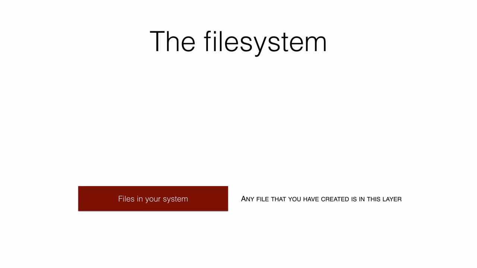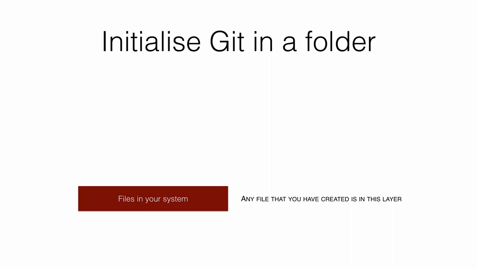Let's look at these layers. The first layer is your file system. The file system is just your computer, so all the files that you've got. Git isn't this layer essentially, but this is the layer that you've got before you use Git. Then you can choose to initialize Git in a specific folder. Say you create a folder and you want this folder to be a Git repository, you can initialize Git in it. Then you've got this folder with your Git repository in it, and say you create a file, such as a Python file.